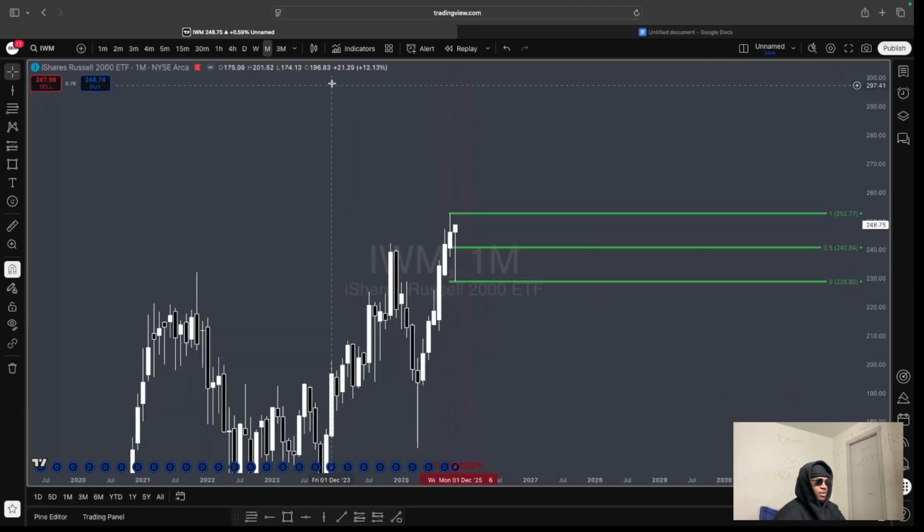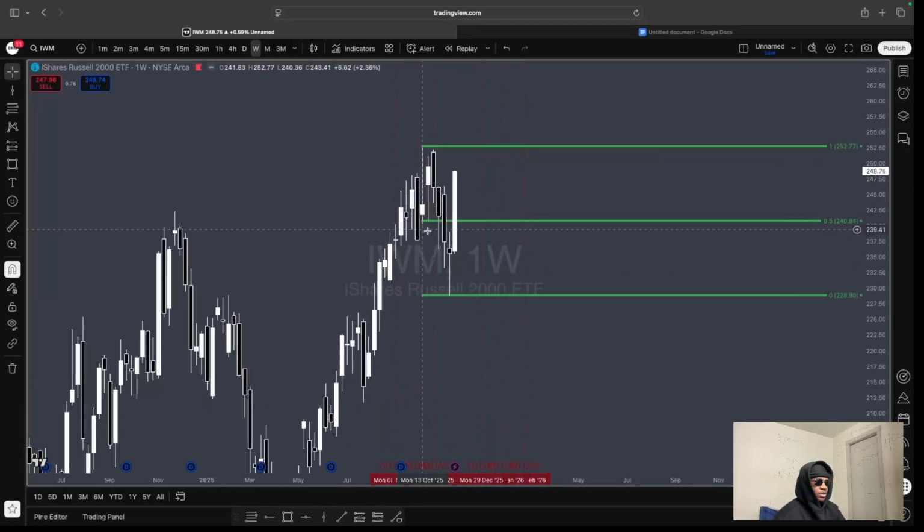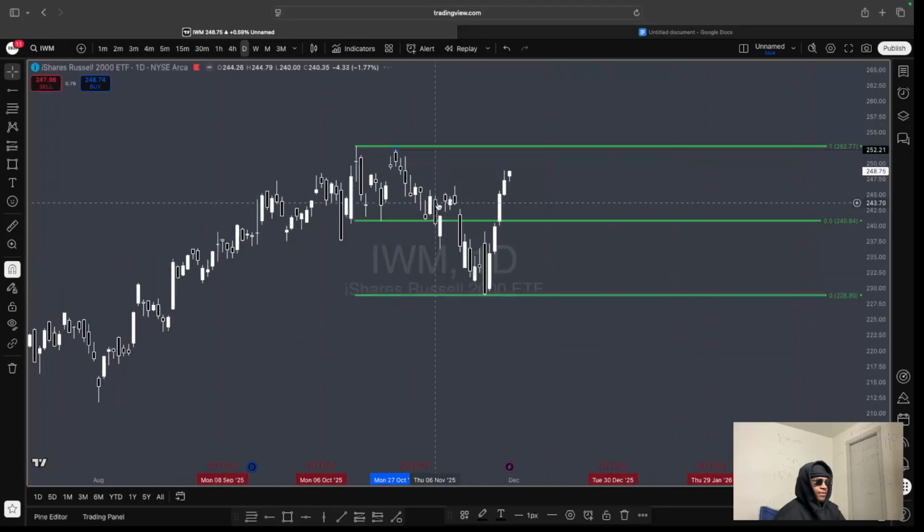Okay, we tapped that there. We got this weekly low. We got this swing low that got taken out. Yeah, man, we got a huge change in state of delivery. Got a huge market structure shift.